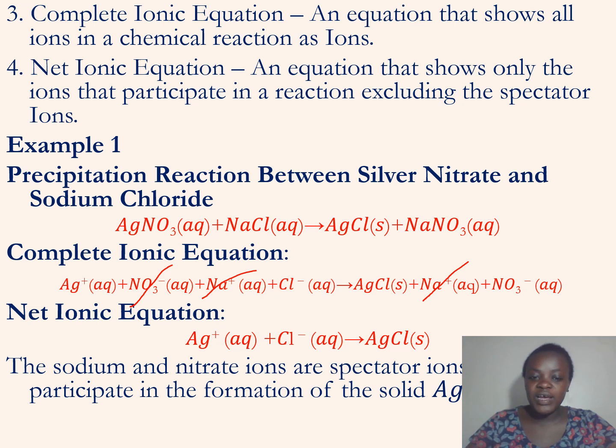So if we are told to write the ionic equation for the precipitation reaction, or the reaction between silver nitrate and sodium chloride, that is what you will give. The sodium and nitrate ions are spectator ions, so they do not participate in the formation of the solid, that is the silver chloride. So we do not include them while writing the ionic equation.